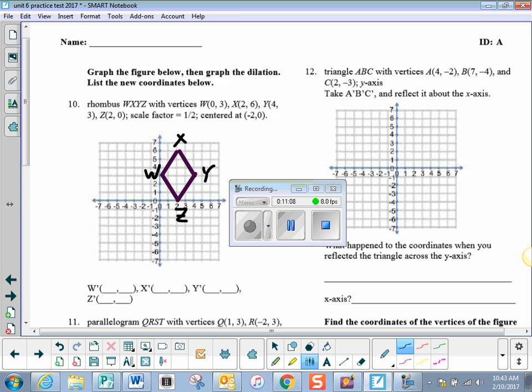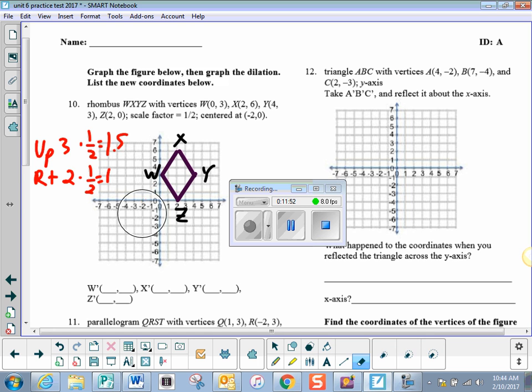If it's a scale factor of a half, what do we do to each coordinate? We multiply by a half. But look at what the center is. What is the center? -2, 0. So this is my center point. How far do I go to point W? Up 3, right 2. Landon, this is really important. What do we have to do with these numbers? Multiply them by 1/2, the scale factor. So we're going to go up 1.5, over 1. That is my new W.